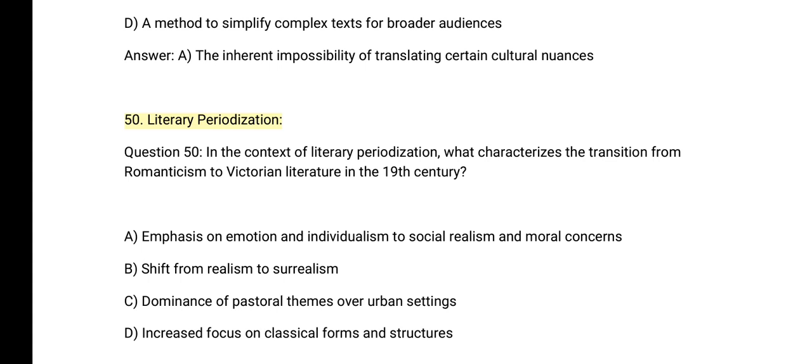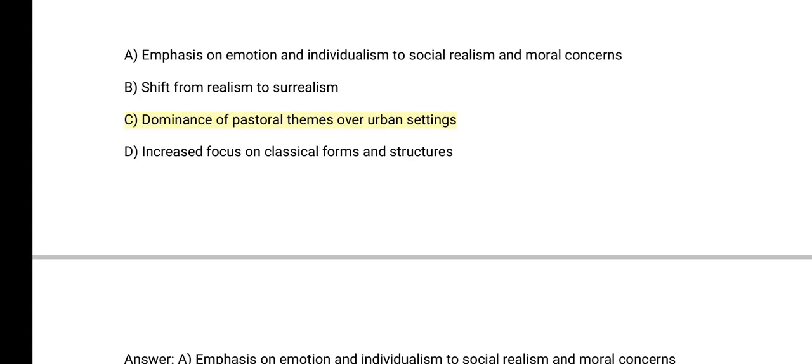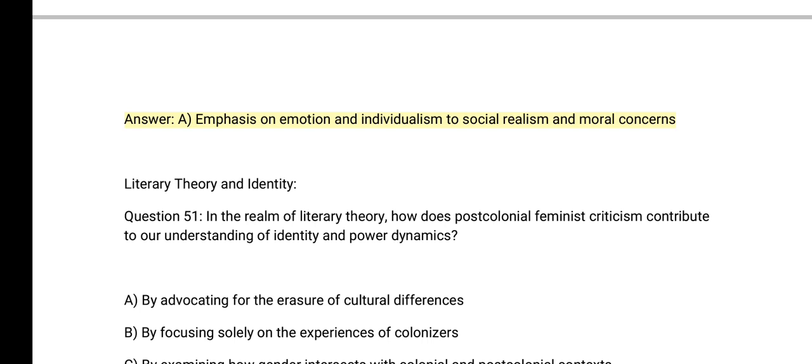50. Literary periodization. Question 50. In the context of literary periodization, what characterizes the transition from Romanticism to Victorian literature in the 19th century? A. Emphasis on emotion and individualism to social realism and moral concerns. B. Shift from realism to surrealism. C. Dominance of pastoral themes over urban settings. D. Increased focus on classical forms and structures. Answer: A. Emphasis on emotion and individualism to social realism and moral concerns.